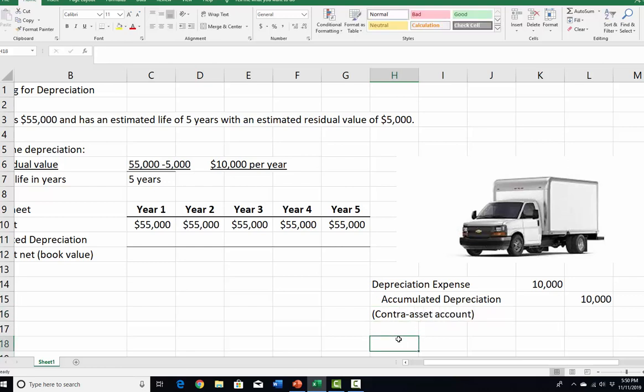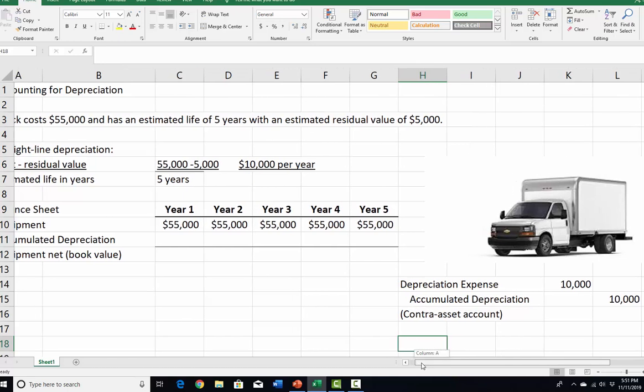I like to tell my students that a contra asset account is married to an asset. It can't be by itself. So accumulated depreciation cannot exist without the asset that's being depreciated. Okay? So contra means against. A contra asset goes against the asset. So let's see what that looks like.